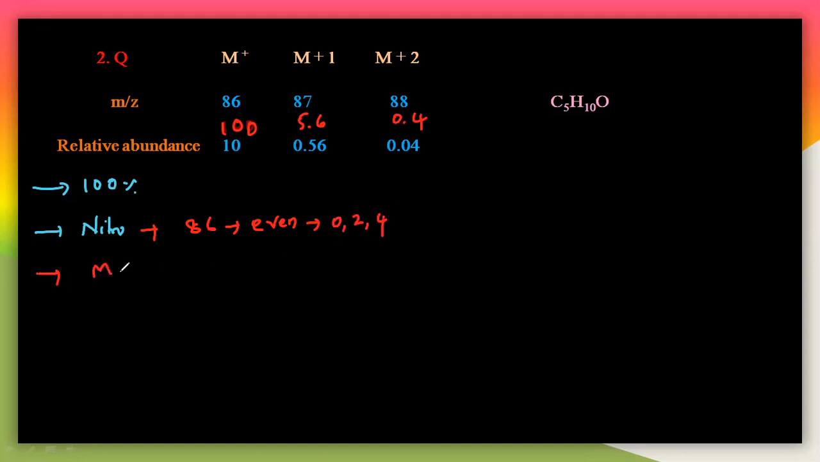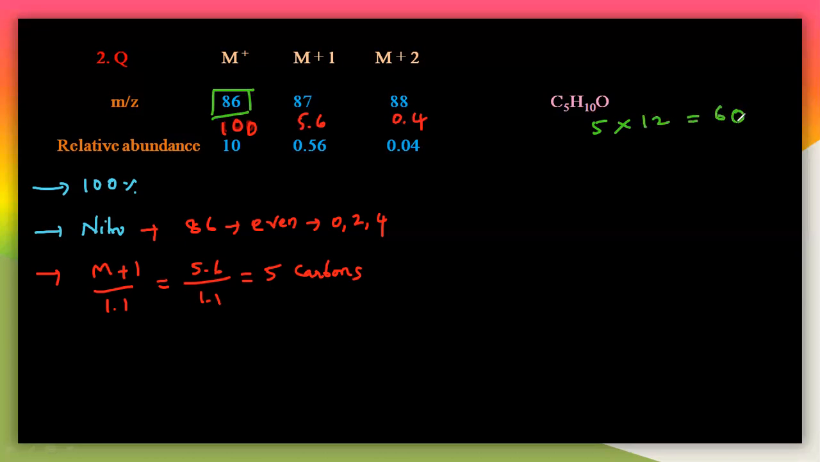If you take the M+1 intensity, that is the number of carbons, 5.6 by 1.1, you will get the value, that is 5 carbons here. Now till now you can easily understand that there will be 5 carbons here. So 5 carbons means the total mass which is 86 here. So 5 into 12, that is 60 here. Now the total which is 86 here. So we have to add the remaining amount here.